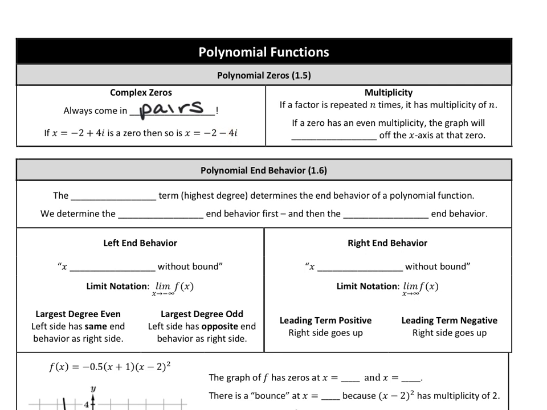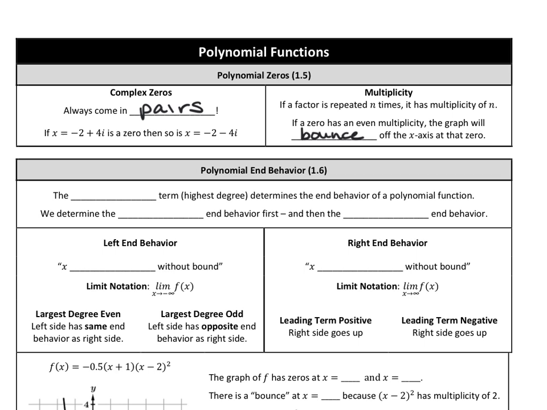Multiplicity, and most of you remembered this on our warm-up today. If a factor is repeated a certain number of times, it has a multiplicity of n. And if a zero has an even multiplicity, the graph will bounce off the x-axis at that zero, which is exactly what happened in our warm-up today. They had a bounce on that value, 0 for the 0.